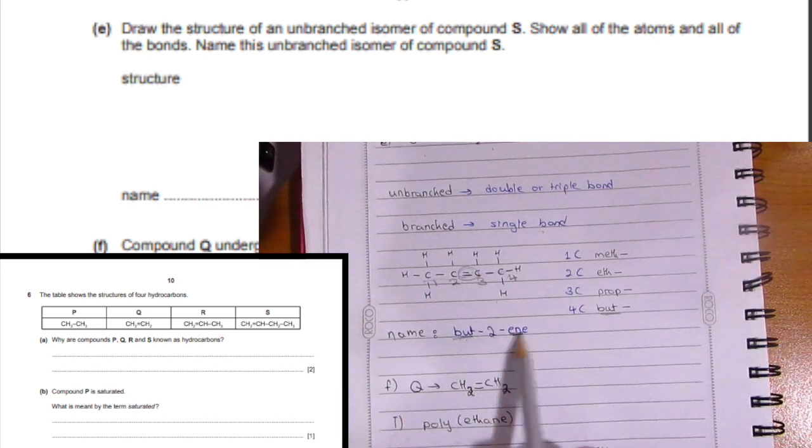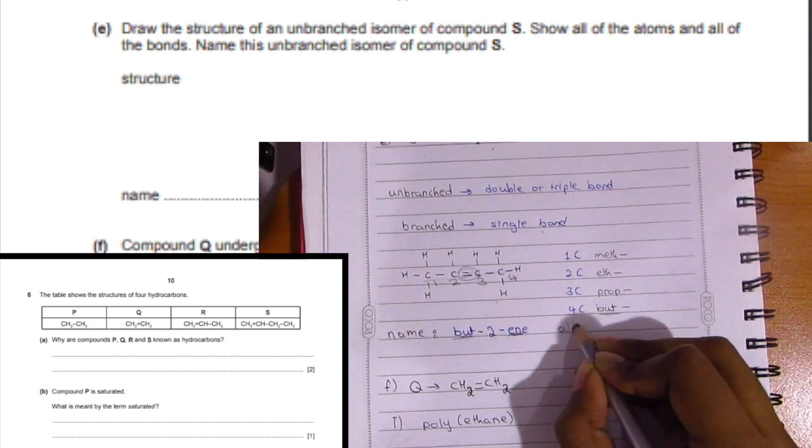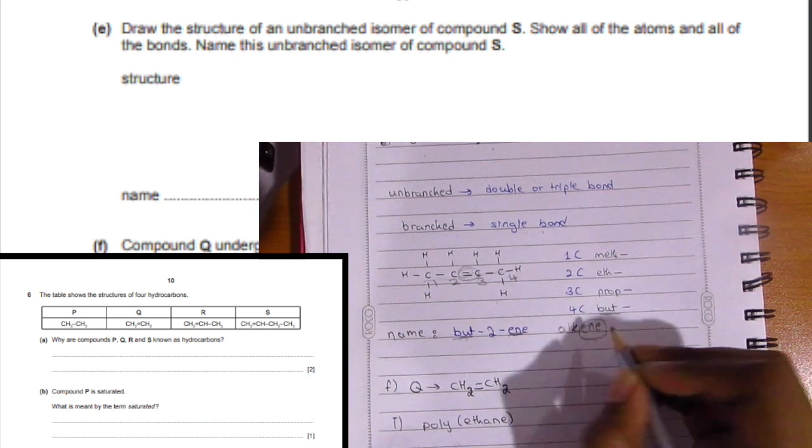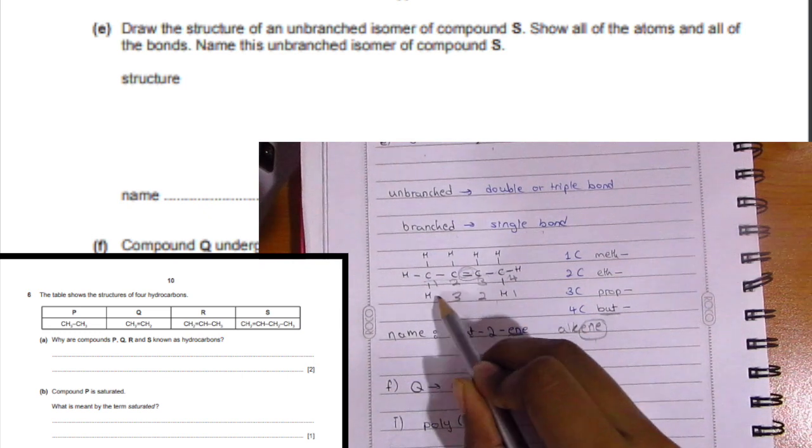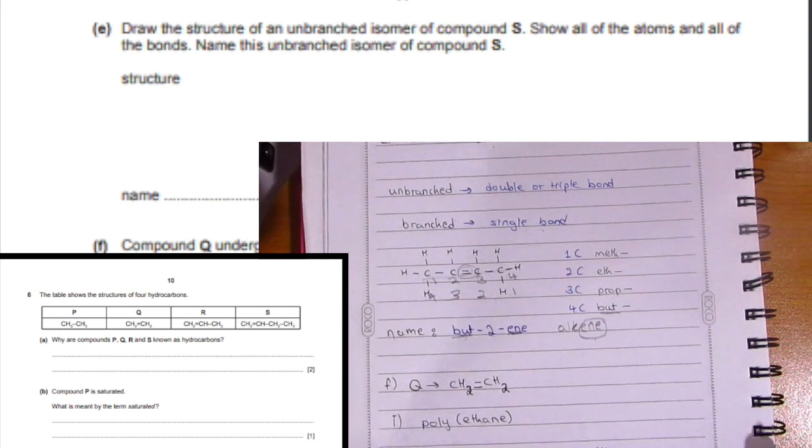We can't place the double bond on the end because then it's basically the same compound but flipped. So you have to watch out for that. Make sure that you're not just repeating the same compound again.